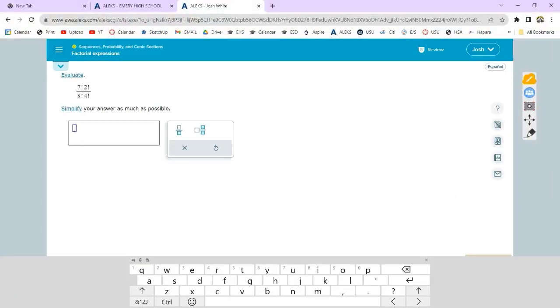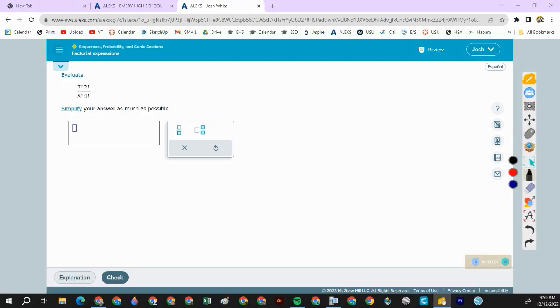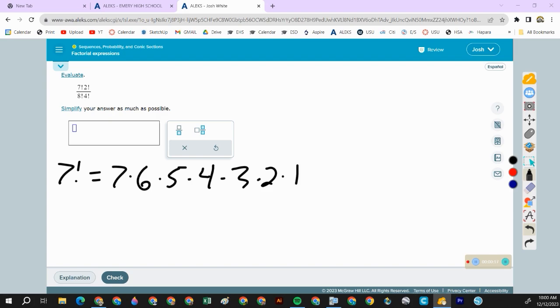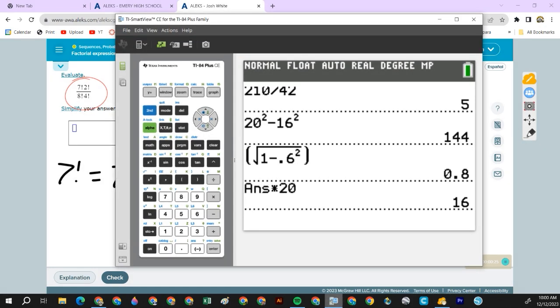Here we are calculating some factorials. So remember, 7 factorial just means 7 times 6 times 5 times 4 times 3 times 2 times 1. So if I wanted to calculate all of that, I could use my calculator, and I could do 7.